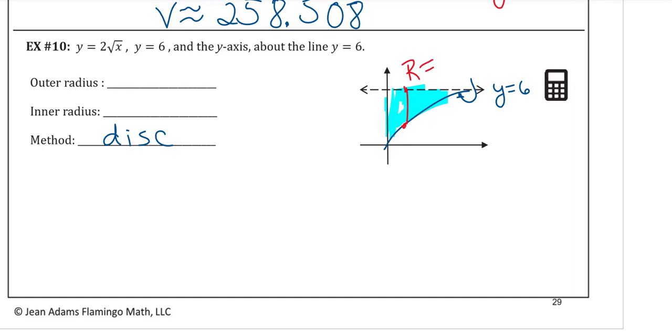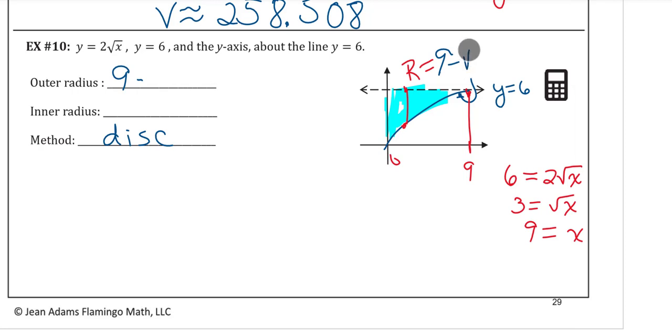So this distance here, since we're revolving it this way, we need to find where, if y equals 6, it should be an x, squaring both sides. So this point here is at 9, so we're going between 0 and 9. So our outer radius is 9 minus the square root, or 2 times the square root of x.